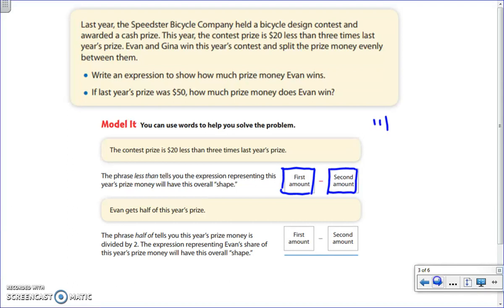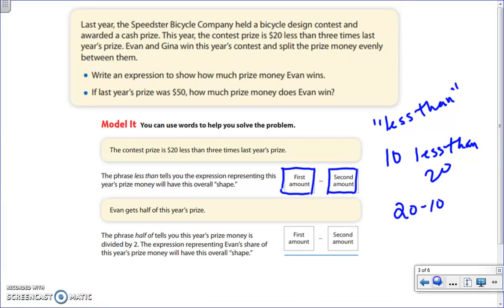The words less than are one of those phrases where, if you're not careful, you can make a mistake. If I said 10 less than 20, that would really be 20 minus 10. So even though 10 is coming first in the English version of how we say something, that doesn't necessarily mean in math it's going to be in the same order. You really need to be careful and think about the phrase less than to make sure you have things in the correct order.